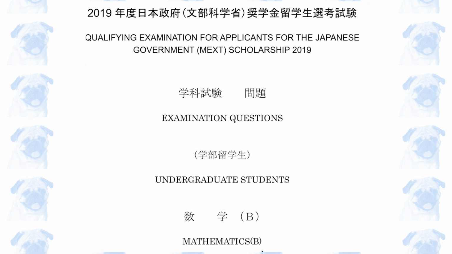This is the 2019 MEXT Undergraduate Mathematics B paper. Let's begin.